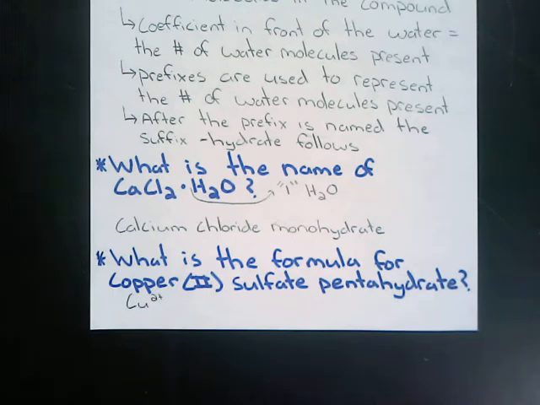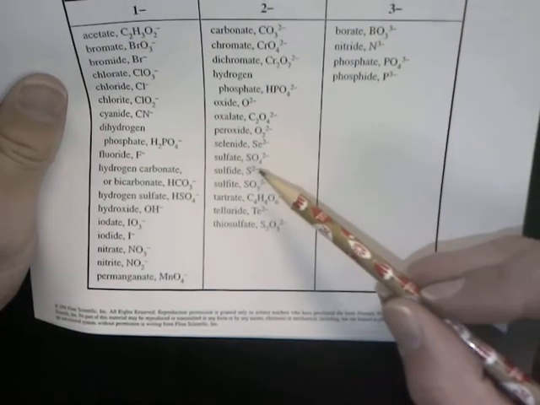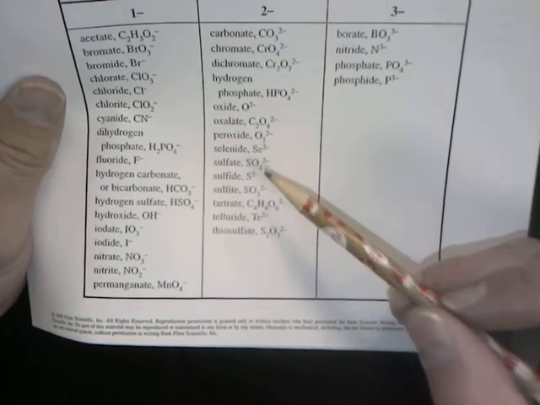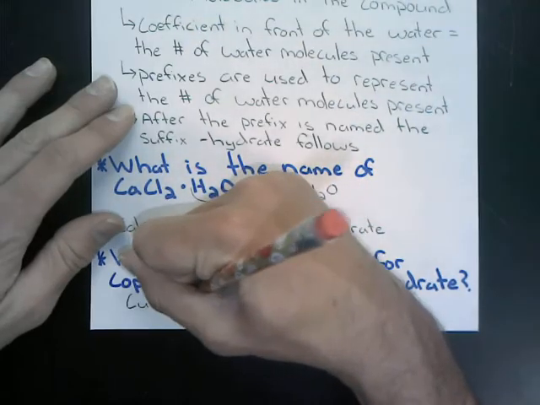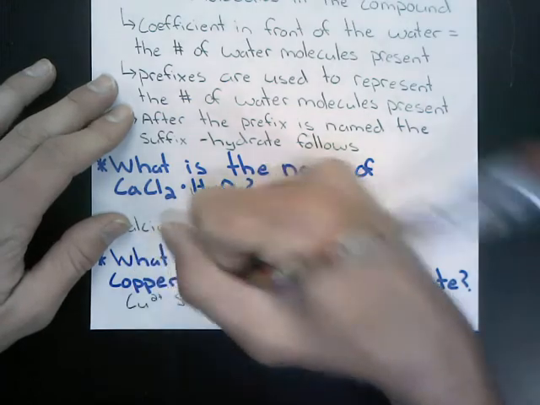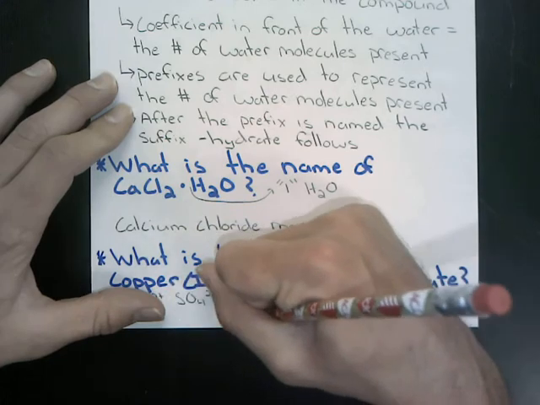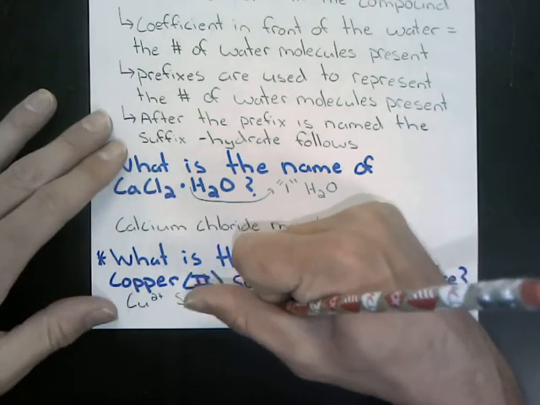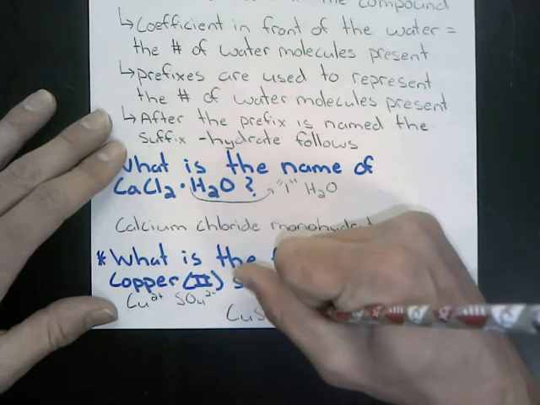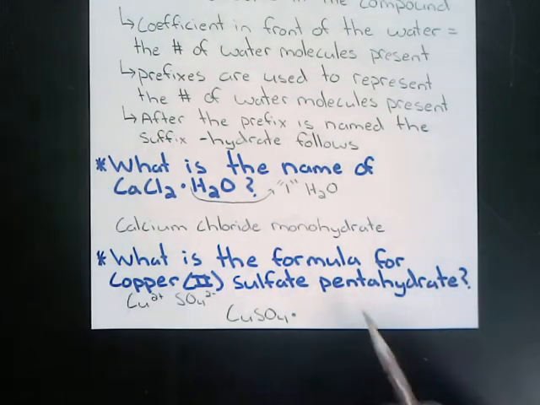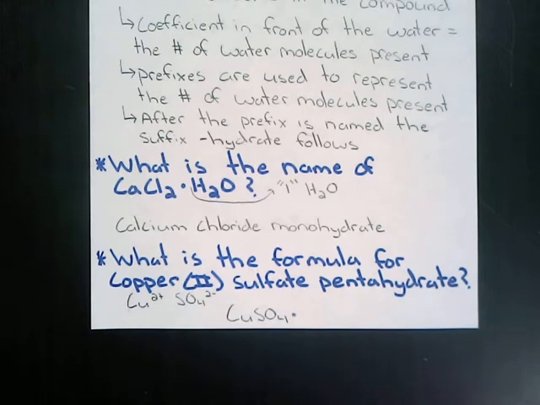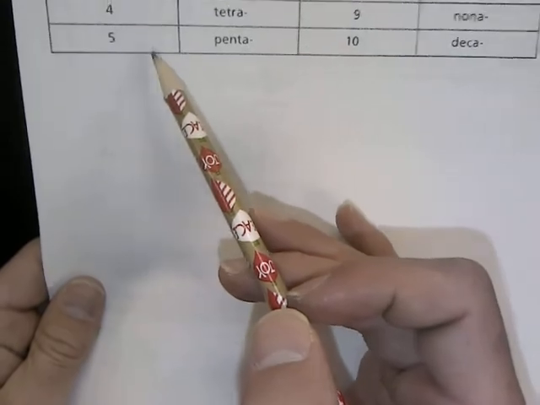Now sulfate, you can spend all day looking for sulfate on the periodic table. You will not find it because it is a polyatomic ion. So sulfate is SO4 2-. Now, when we form this formula, it becomes CuSO4. So I write that down, CuSO4. Now we draw a dot because it's a hydrate, and then we have to look up what the prefix penta stands for. The numerical value of penta is 5.